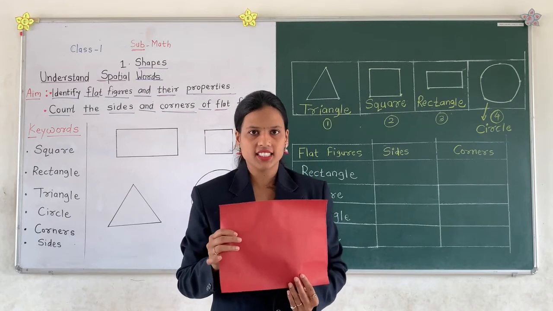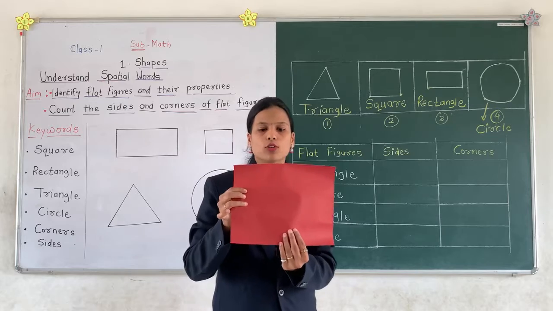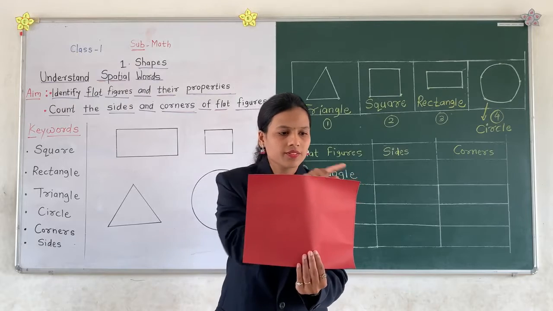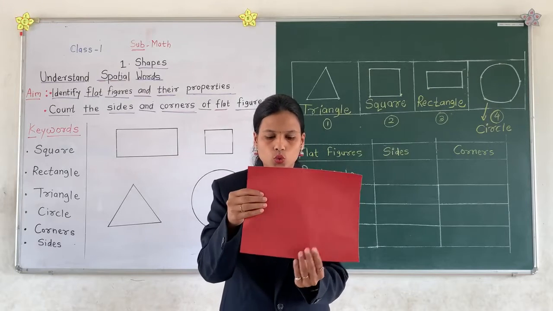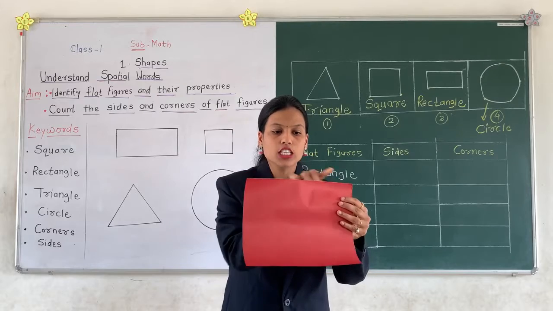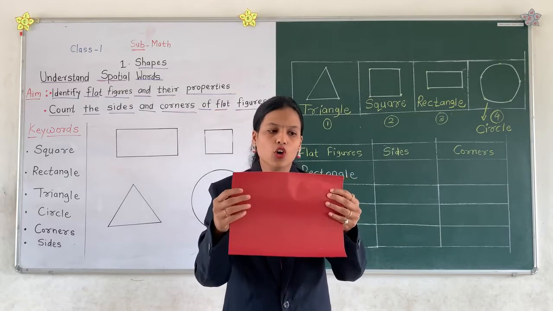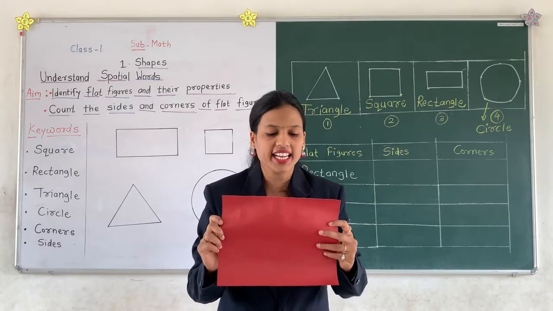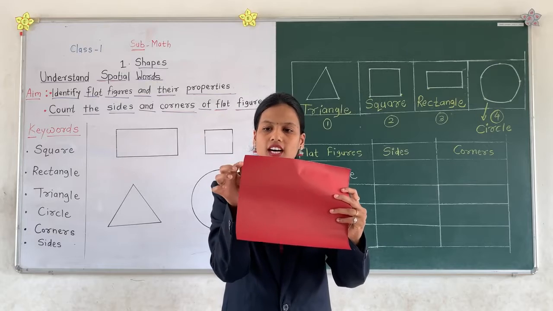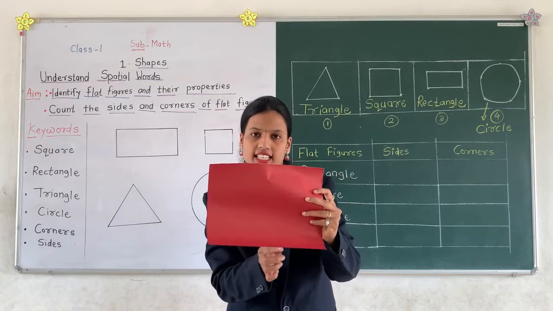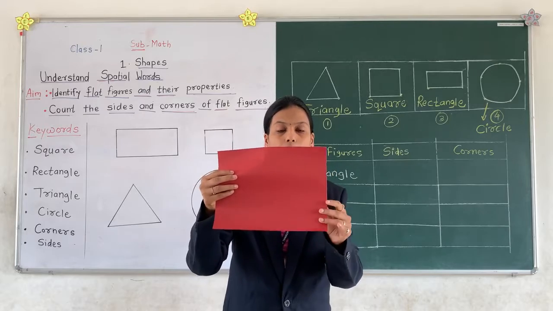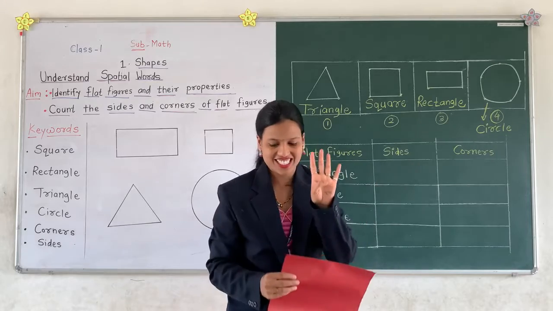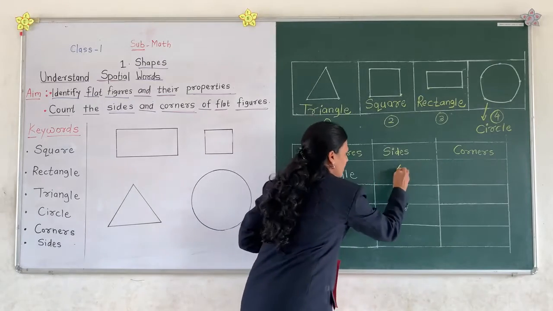This shape is a rectangle, right? So now we have to count the sides. Sides means what? You can see 1, 2, 3 and 4. These 4 lines, the 4 outlines, are nothing but sides. Side number 1, side number 2, side number 3 and side number 4. So how many sides does the rectangle have? Correct. 4 sides. Very good.